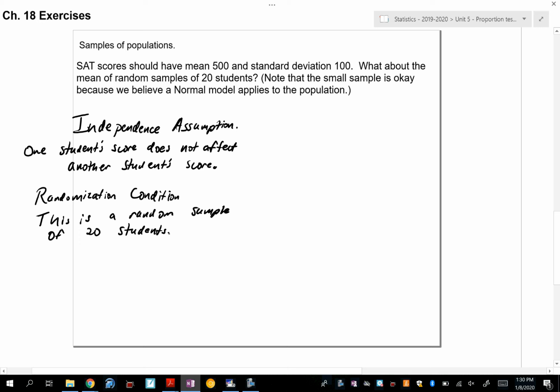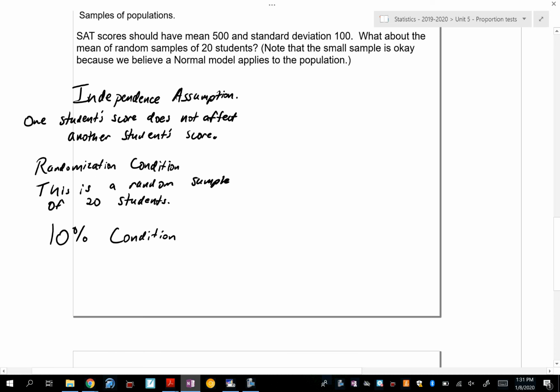Okay, what's the other condition we can check? 10%, and we can do a little math here. Not mu, but the sample size, n. So I'm going to do n times 10. And this sample size is 20. So what is 20 times 10? 200. Now, again, I don't know. This problem only gave me like a few sentences to do it.